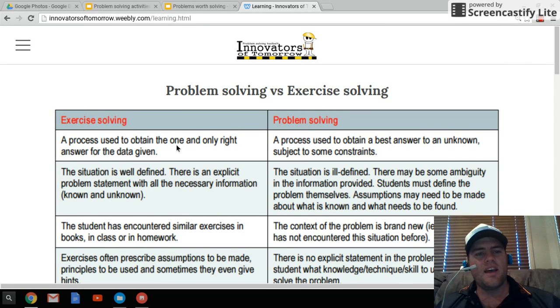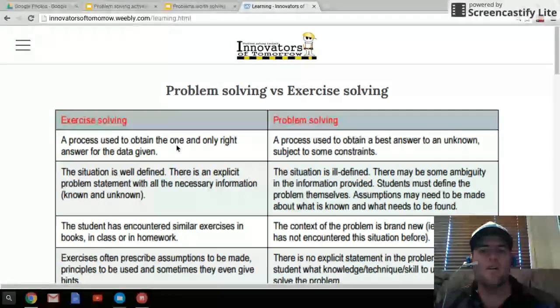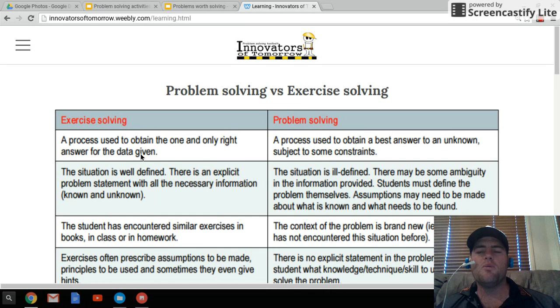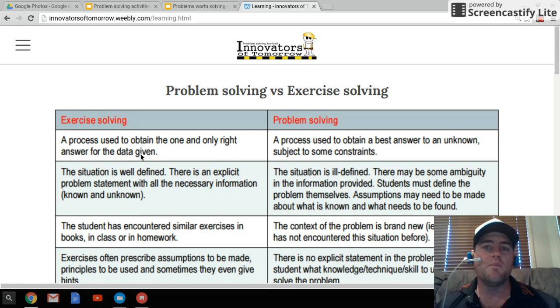Now, if you look closely at the exercise solving side of this table, you'll see that it explains exercise solving as the typical word problems that people would be used to. Teachers need to realize that there is a difference between those word problems and problem solving themselves, and both of them have a place in the mathematics classroom.